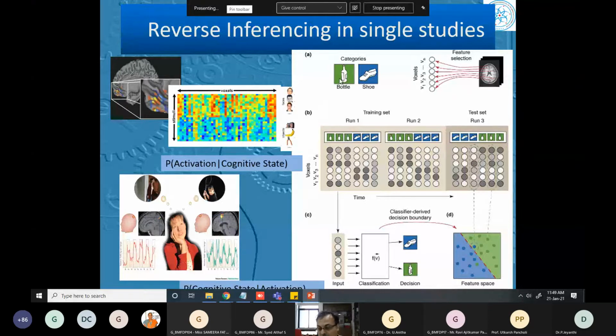You train a machine learning classifier with some examples, and you give a new test image and ask, what was it that the person was seeing? So that's a very interesting one. And there is a practical application of this as well.